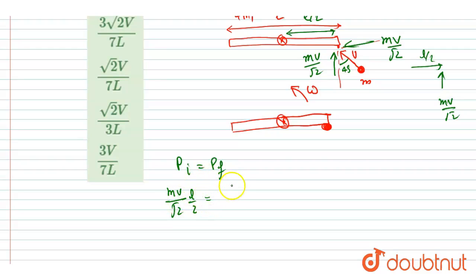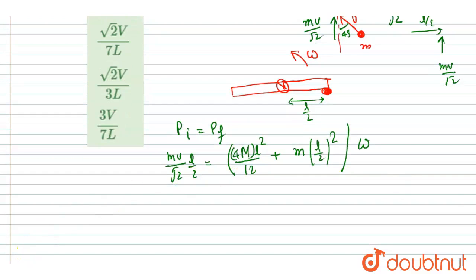Now the final angular momentum. The whole system is rotating, right? The moment of inertia of the rod is ML square by 12, so with mass 4m, this will be the moment of inertia of the rod. And the moment of inertia of this ball, since it is at a distance of L by 2, I will write m into L by 2 whole square, right? So this will be I. Now I will multiply it with omega. Simple.